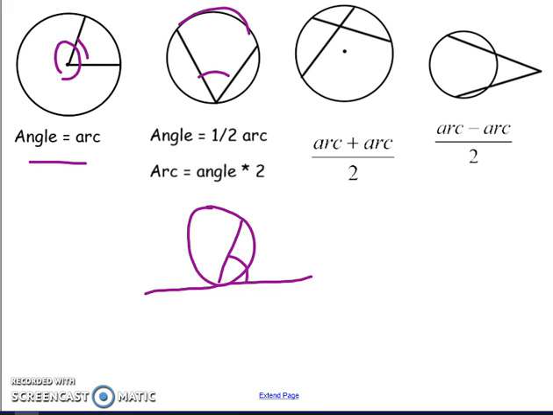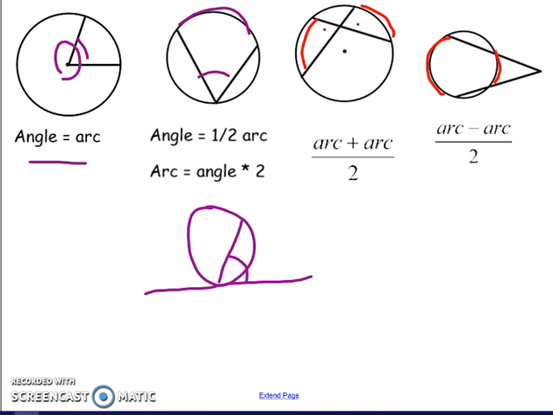Then we have ours where our vertex is inside the circle but not at the center. So we have these 2 vertical angles that are equal. So those 2 angles are equal, but our 2 arcs aren't. So we're going to average those. So we're going to add our 2 arcs together and divide by 2. And then in our last one over here, where our vertex is outside of the circle, we are going to take our big arc minus our small arc and divide it by 2.